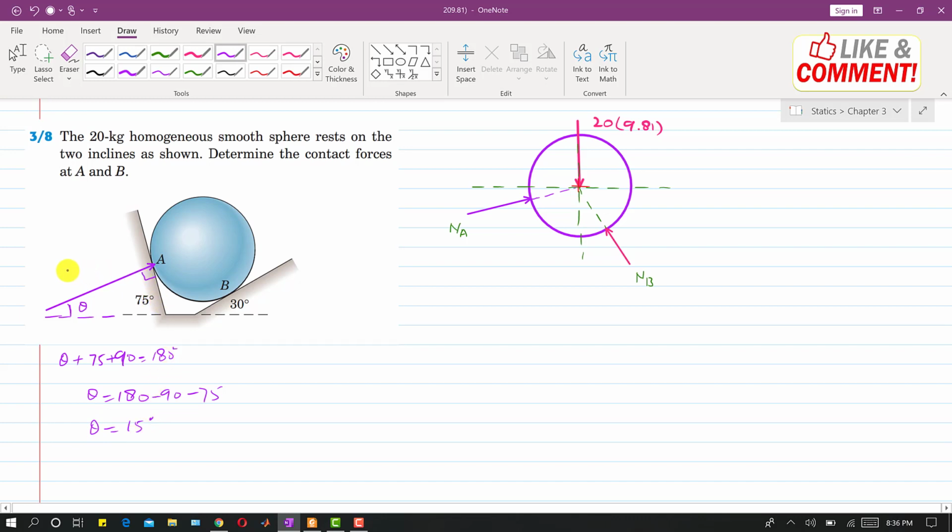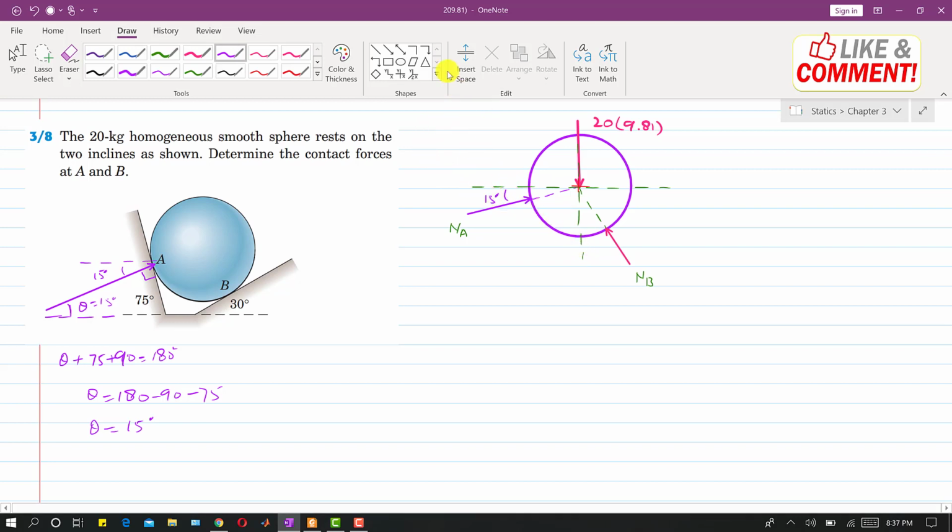And if I draw a line parallel to this line, a horizontal line here as well, so if this is 15 degrees, then this angle is also 15 degrees. So I can mention that this angle is 15 degrees.